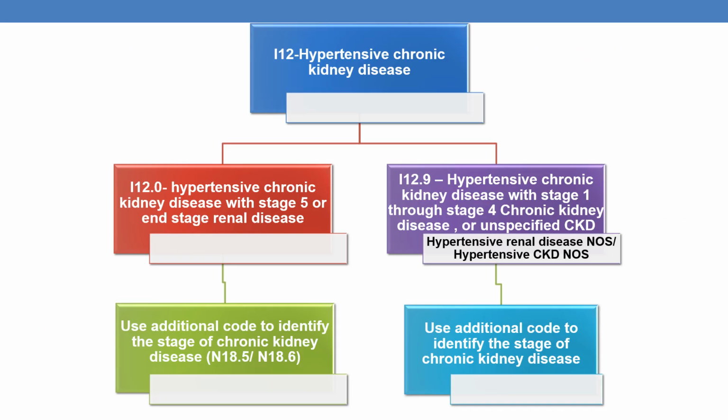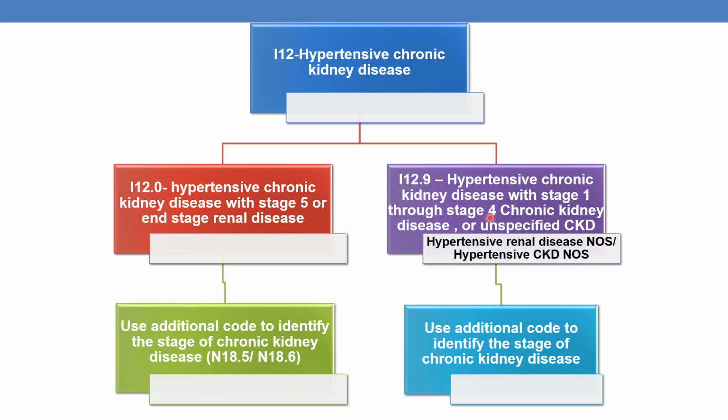The various codes of the I12 series, which is nothing but hypertensive chronic kidney disease, can be either I12.0 or I12.9. I12.0 is used for hypertensive chronic kidney disease with stage 5 or end stage renal disease, ESRD. Whenever we are coding I12.0, you need to use an additional code to identify the stage of chronic kidney disease. It can be N18.5 or N18.6. For stage 5 and end stage, you need to use I12.0.